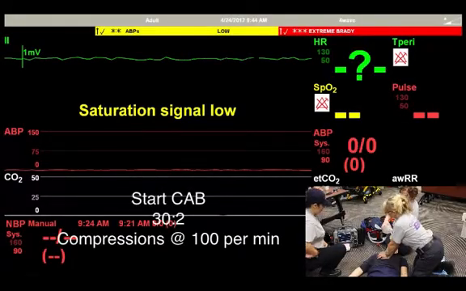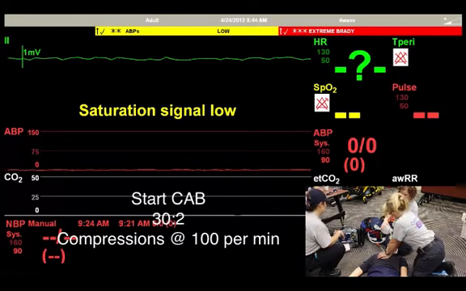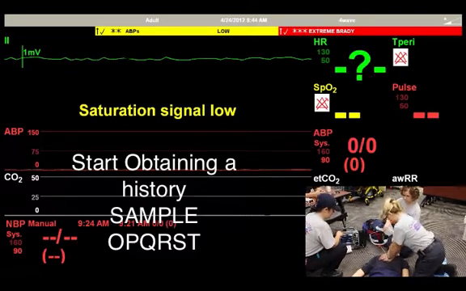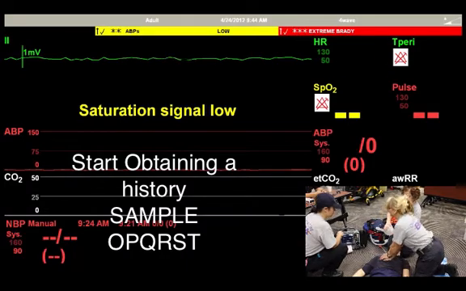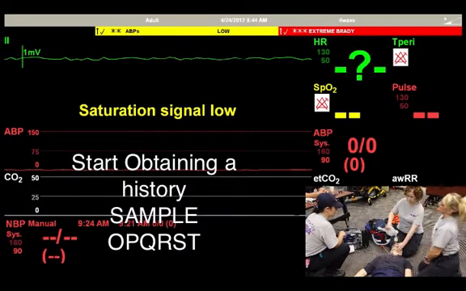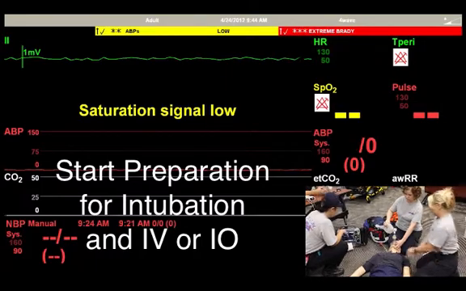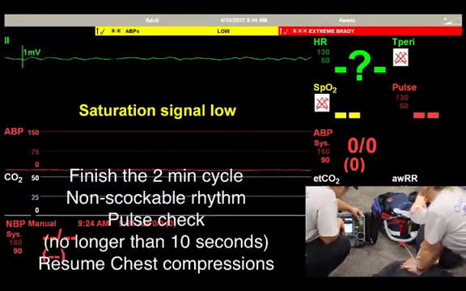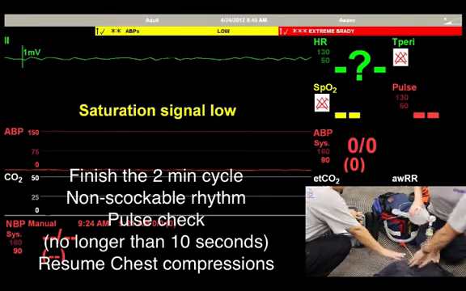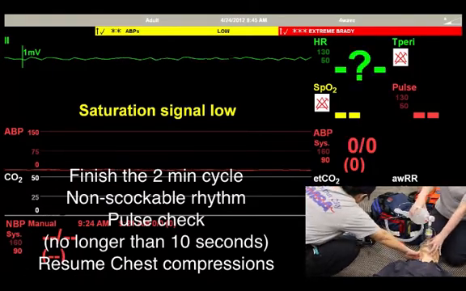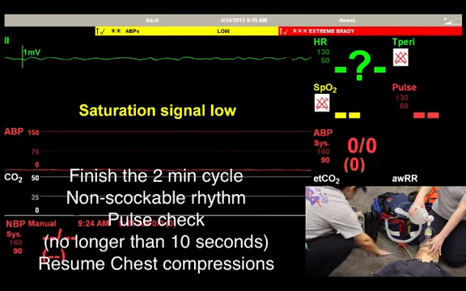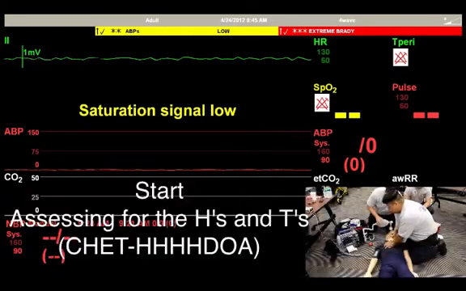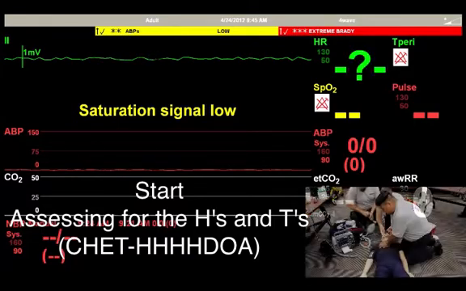Start CAB 30:2 and compressions at 100 per minute. Obtain a sample OPQRST history. Start preparation for intubation, IV or IO. Finish the 2-minute cycle, if this is currently what is shown on the monitor. This is a non-shockable rhythm. Perform a pulse check no longer than 10 seconds and resume chest compressions. Start assessing for the H's and T's.